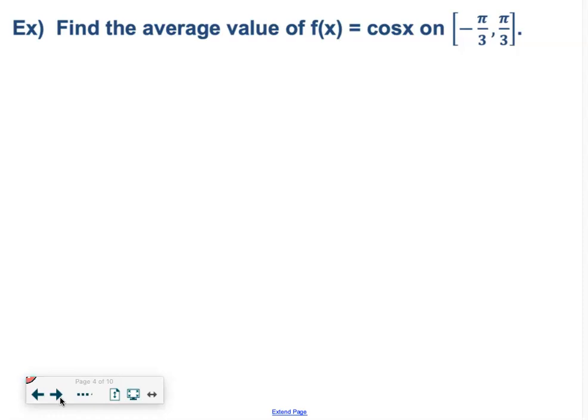So A and B are the endpoints of your interval. We're going from negative pi thirds to pi thirds. So I will help you: this is your A and this is your B. And we're finding the average value of the function cosine x from negative pi thirds to pi thirds. I want you guys to set it up, evaluate the integral and clean up the answer. A nice, simple, reduced fraction, or simple integer. Who knows?